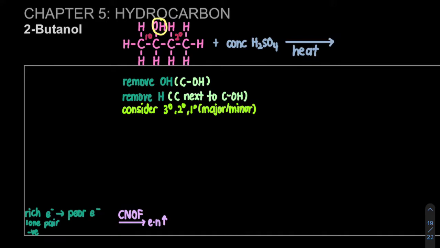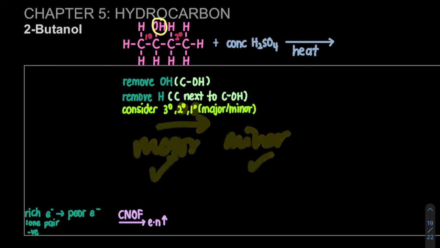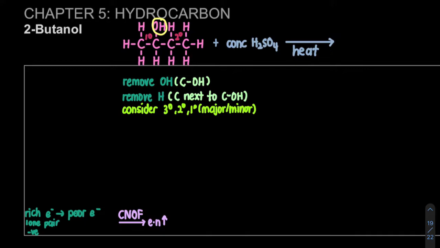Since we have 2 different classifications, we will have 2 different products. In this case, we have to consider the major and minor. Because we have secondary and primary, this is our major, and this one will be our minor. So the secondary will be the major one, and the primary will be the minor product. So how do we write down the equation?